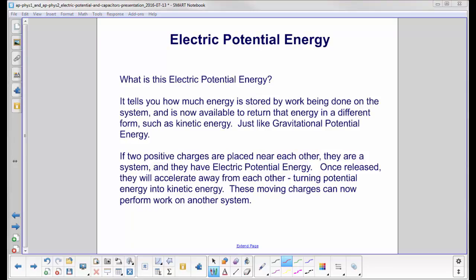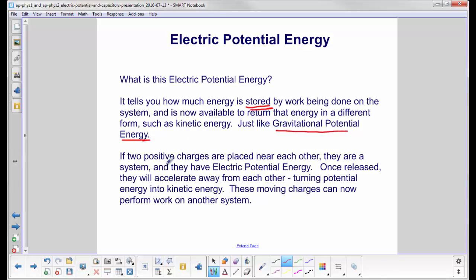What is electric potential energy in words? It tells you how much energy is stored when you do work on the system, and this system now is able to return that energy in a different form, such as kinetic energy. Once again, just like gravitational potential energy.